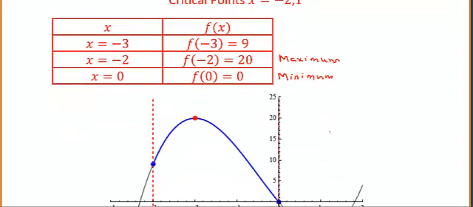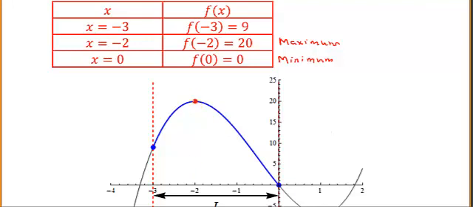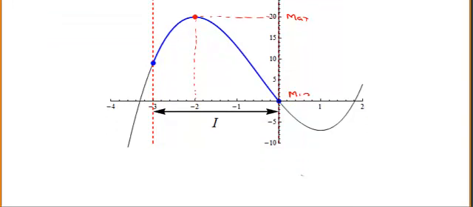So this function has a maximum value of 20. Notice we can see that that's 20. That's the maximum, and it's just produced by this value, -2. Lots of times students will say -2 is the maximum, but -2 is just a value that produces the maximum. It has a minimum value at 0, and 0 is the x value that produces that minimum value.